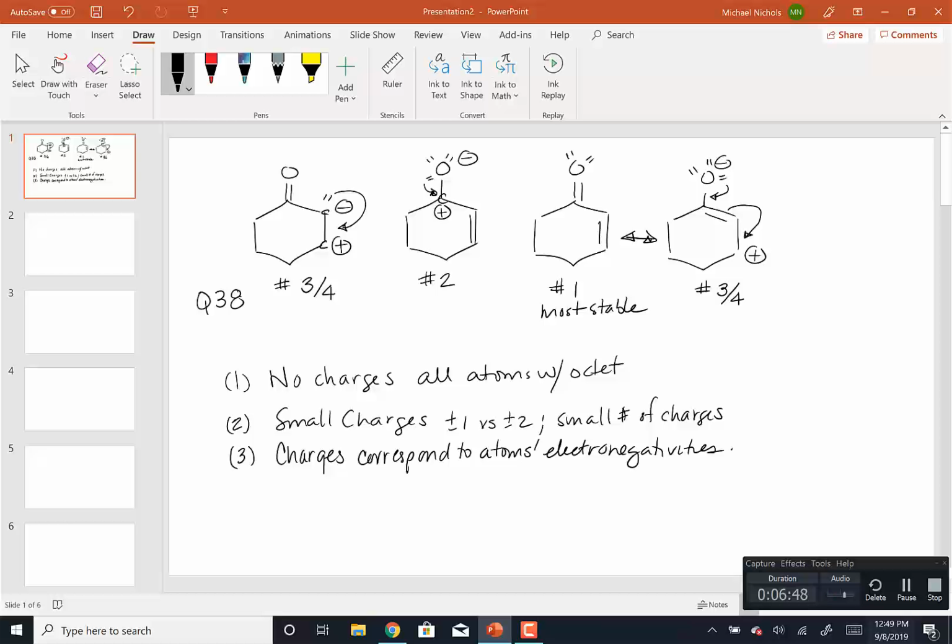So unfortunately 38, in my opinion, is a poorly worded question, but it gives me the opportunity to say this is how we're going to rank resonance structures. These are sequential rules: number 1, and if that doesn't break the tie, then number 2. If that doesn't break the tie, we move to number 3. We'll use these rules with all resonance structures to determine which one is more stable and to rank them.